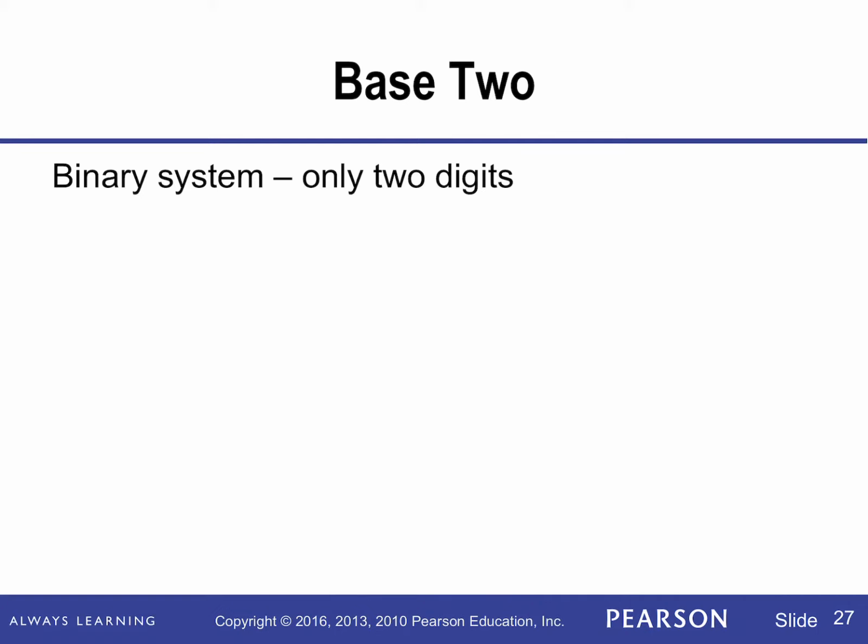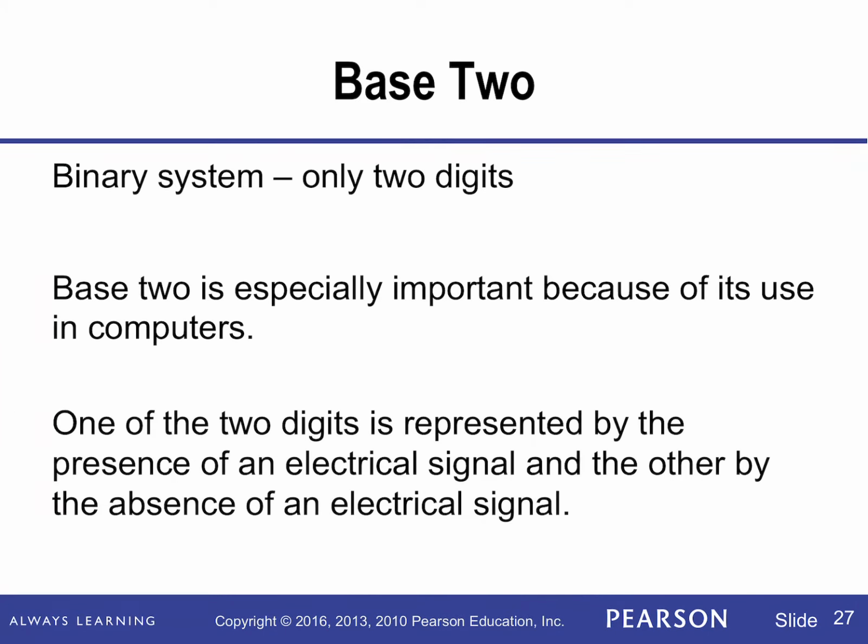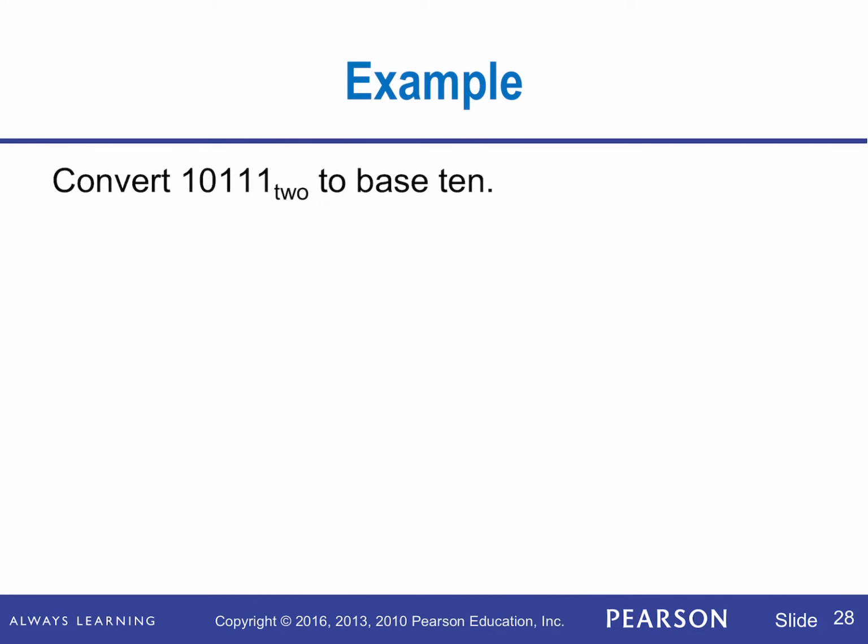All right, let's look at another base system. The binary system is base 2. We only have 2 digits. We get a 0 and a 1. And now every time I get 2 of something, that's going to move me up a place value. Base 2 is especially important because it's used with computers. We can think of one of the digits representing a signal that's on and one that's representing a signal that's off. So base 2 comes up in some practical applications.